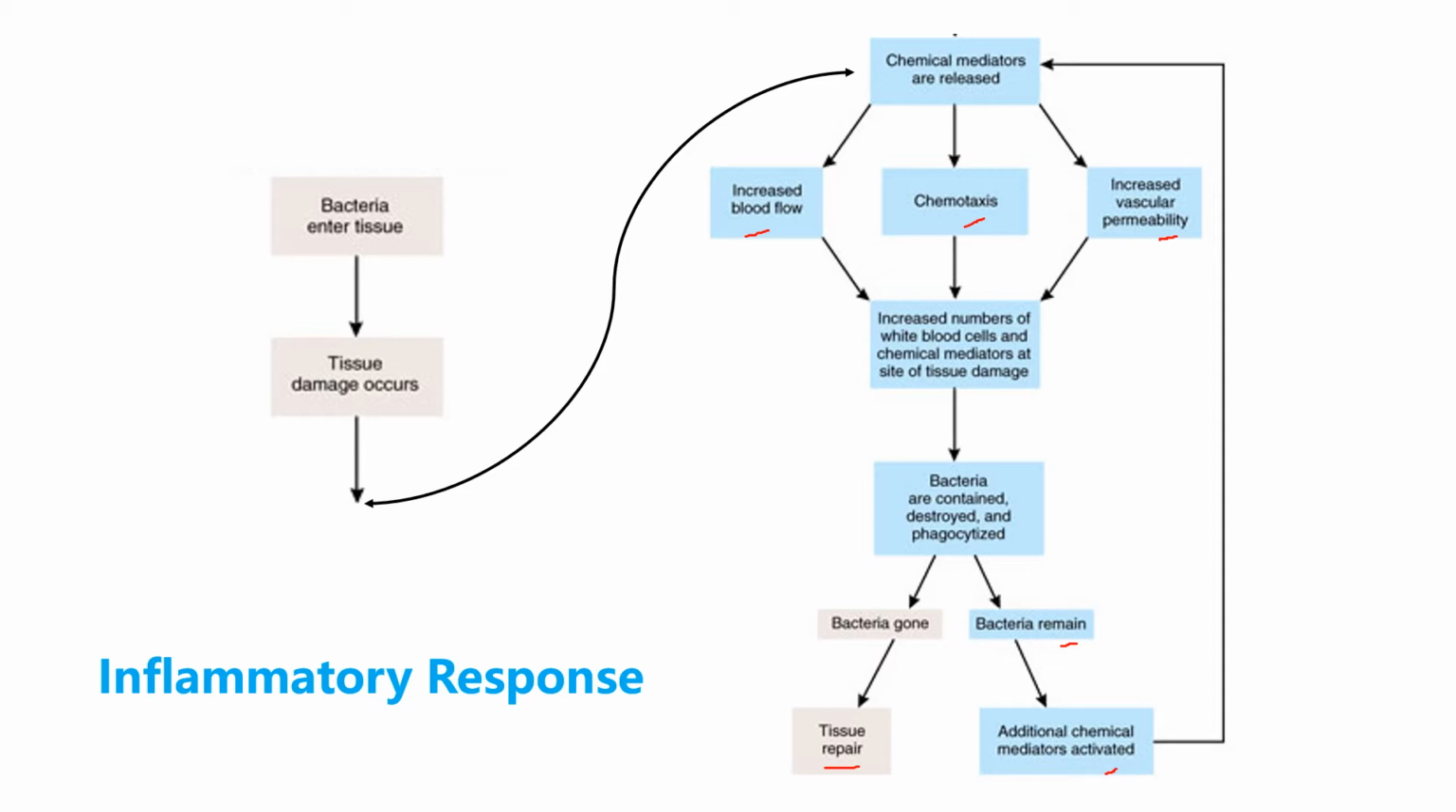So once chemical mediators are activated again, of course, there would be a response of adding to the number of chemical mediators that can be released to continue the inflammatory response. So inflammation can be local or systemic.